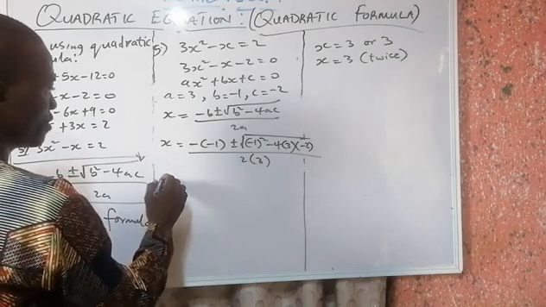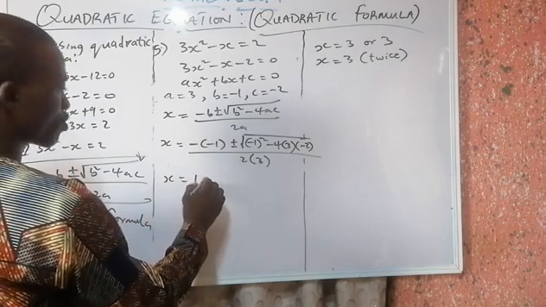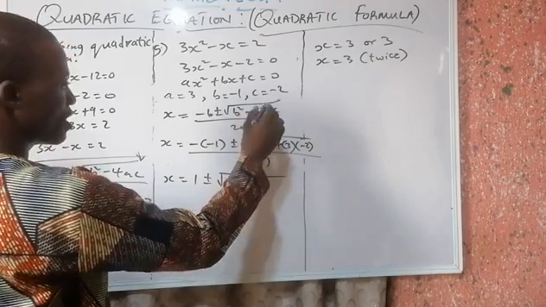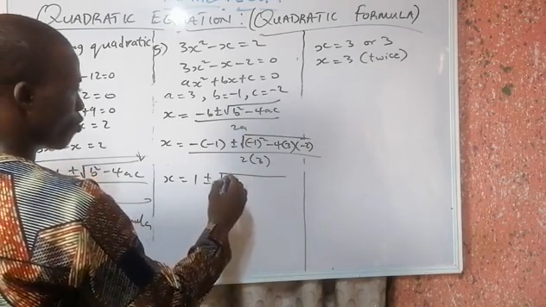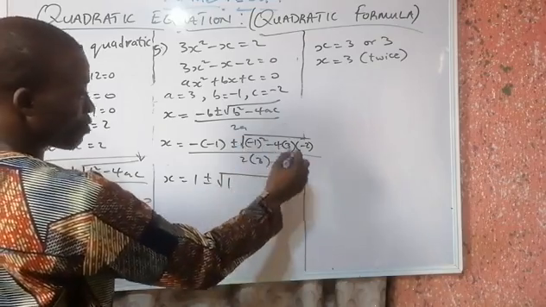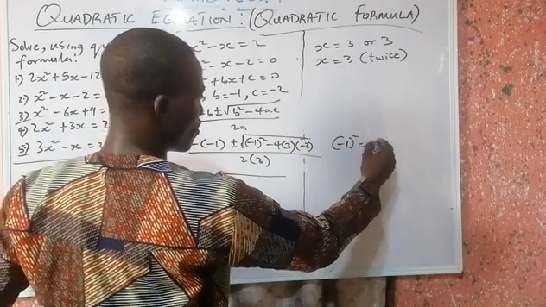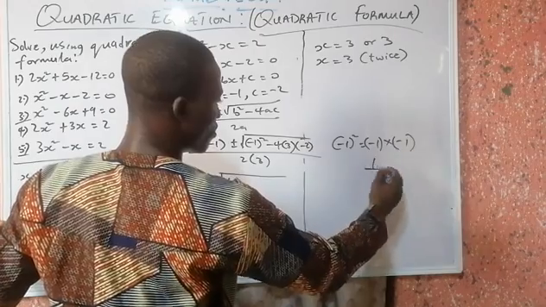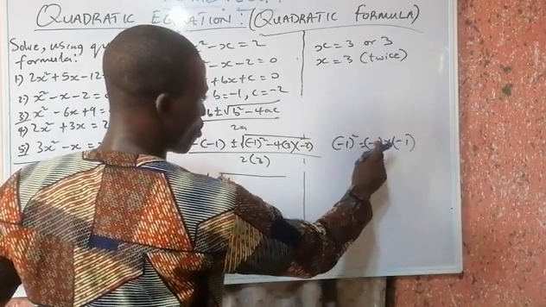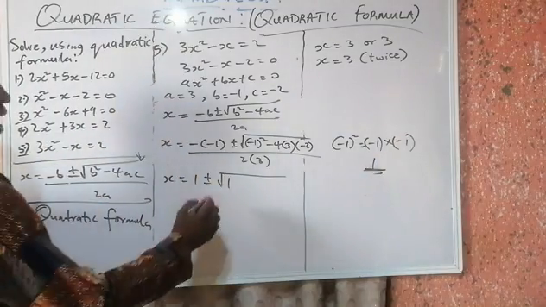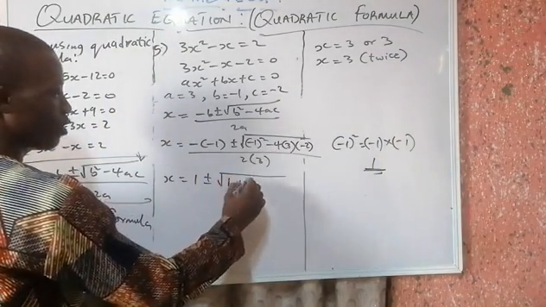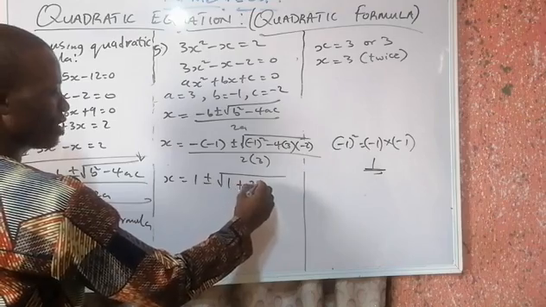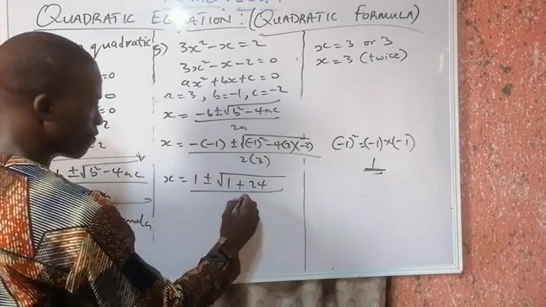So I'm going to be having x equals 1 plus or minus the square root of minus 1 raised to power 2, which is minus 1 times minus 1, and that will give me 1, because minus times minus is plus, 1 times 1 will give me 1. And then I will have minus times minus will give me plus, 4 times 3, 12, times 2, that is 24, all over 6.